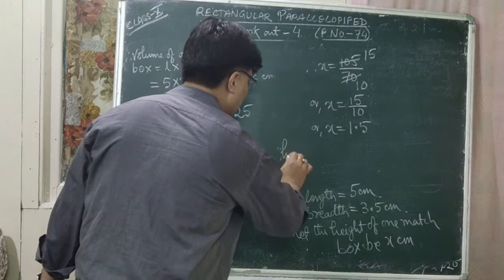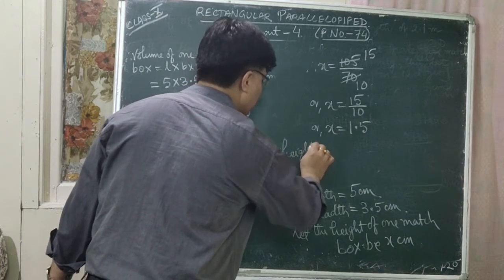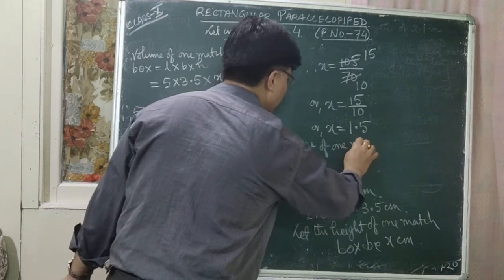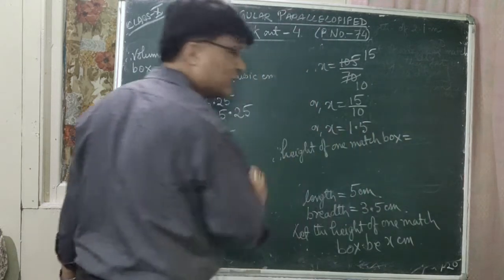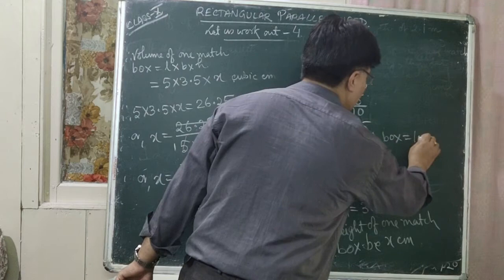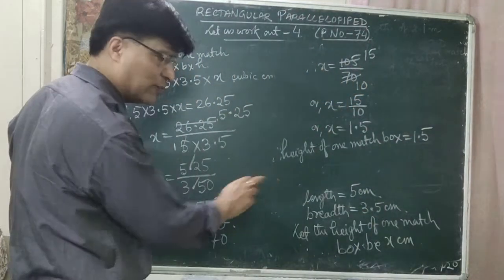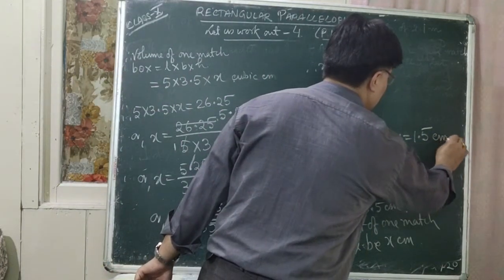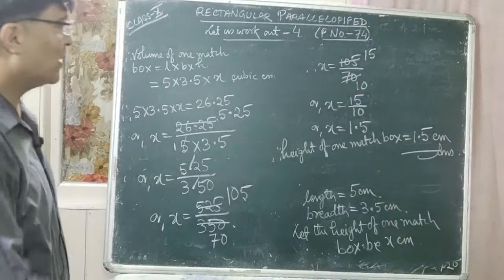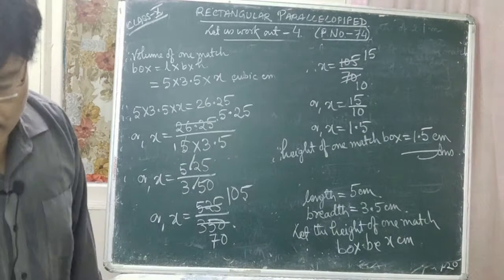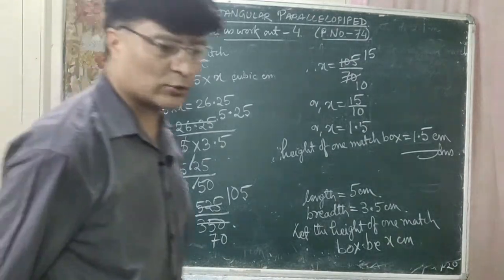So therefore height of one match box is equal to, what is the answer? It is 1.5 and what is the unit? It is centimeter. So this is the final answer. So I think you have understood it. So you can copy it. Now we'll do the next question.